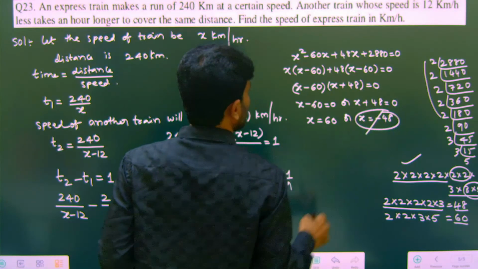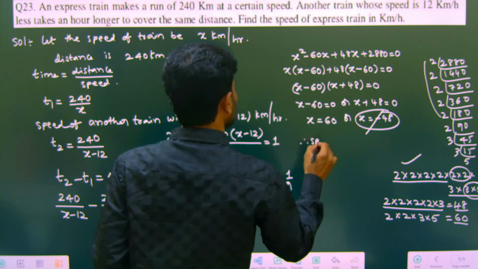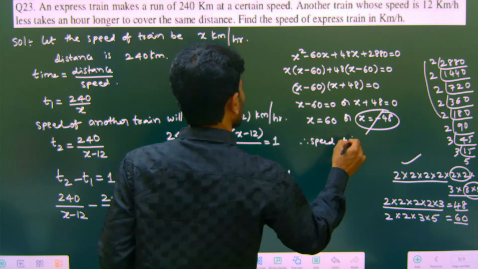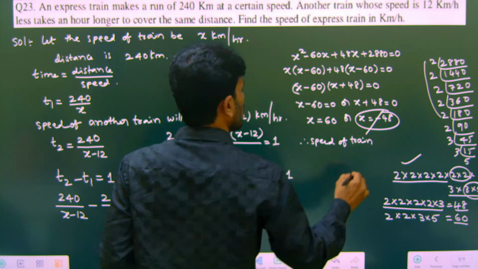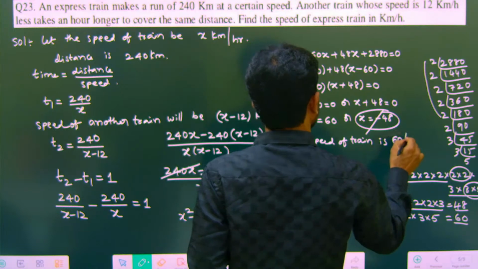So the speed cannot be negative. Then the speed of the radius is still equal to this number.